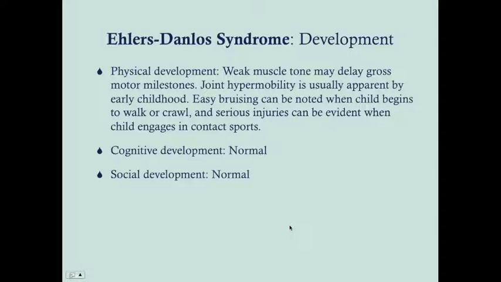As far as development, pretty much we're only going to be seeing abnormalities in their physical development. EDS doesn't have any implications cognitively or socially. In young children, they tend to have hypotonia, and so that can delay their gross motor milestones, such as sitting up unsupported, walking, crawling. Joint hypermobility is usually apparent by early childhood.